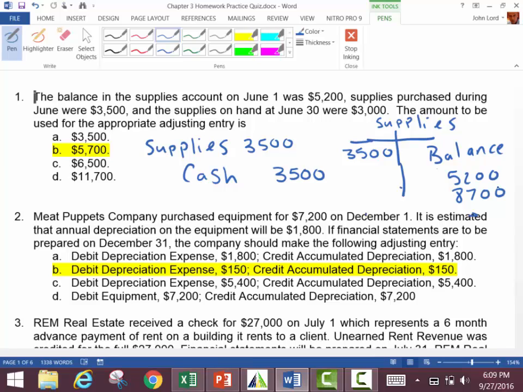After that purchase. Now the problem says that they counted the supplies and they had 3,000 on hand. What does that mean? 3,000 on hand, look guys, means they have it. Is this money on my hand? Sometimes we say in my hand, but it's on my hand too, isn't it? So I've got this money on hand, okay? So they have some inventory on hand. They got 3,000 on hand, right? So what happens? That means they must have used some, right?